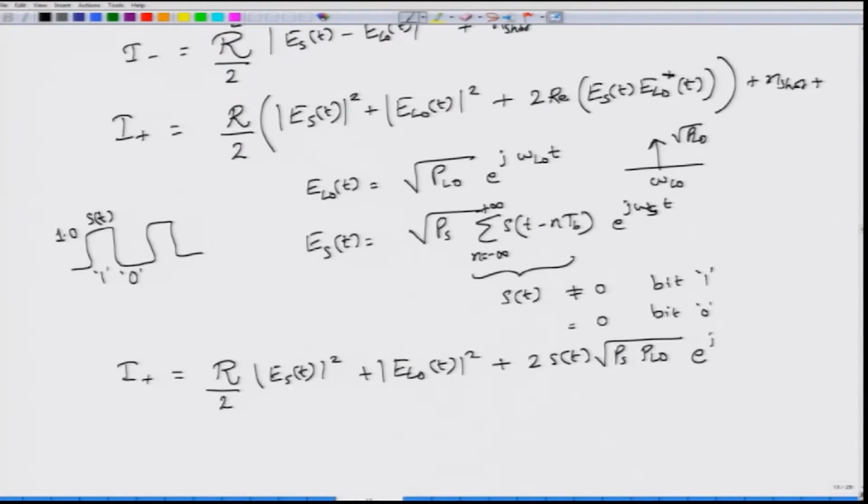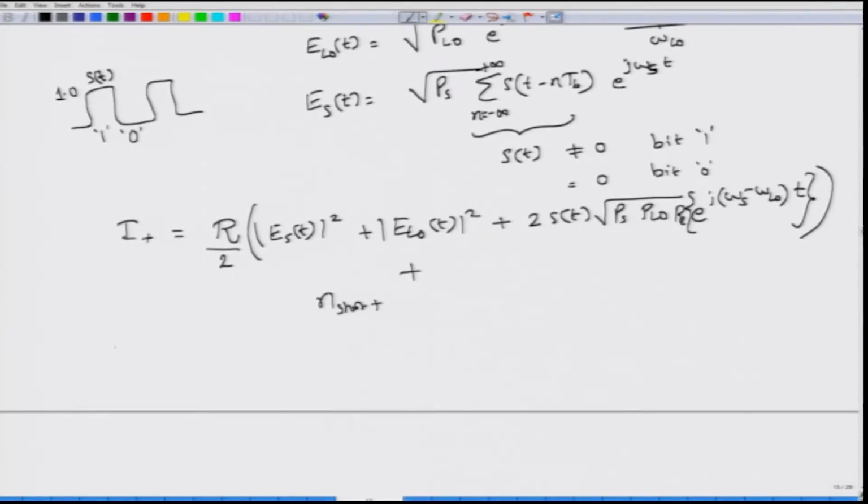Okay. Then there is of course the case of e to the power j omega st. So, if you look at Es and ELO conjugate, you have e to the power j omega LO of t, which is getting conjugated, so you get a minus sign here. You have e power j omega st, that would be there as it is. So, you can combine these two to write this as e power j (omega s minus omega LO) into t. Of course, you are taking the real part of it. This entire thing plus whatever the shot noise that you are going to get, this would be I plus.